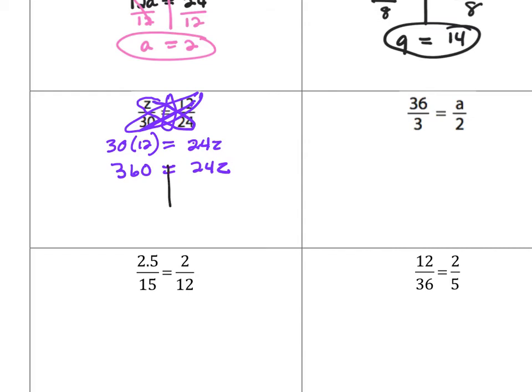So I have to start on the side where the variable is, and next to z is 24. When numbers and variables are side by side, that means they're multiplying. So I have to do the opposite. I have to divide by 24 on both sides. And the answer is 15 equals z, or if you had z on the left side, z equals 15.